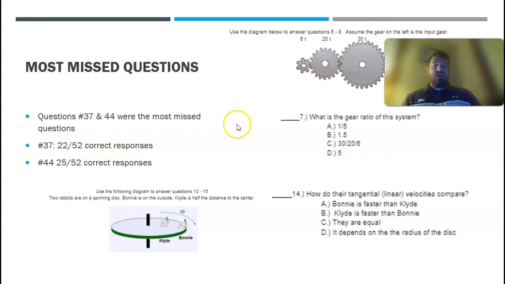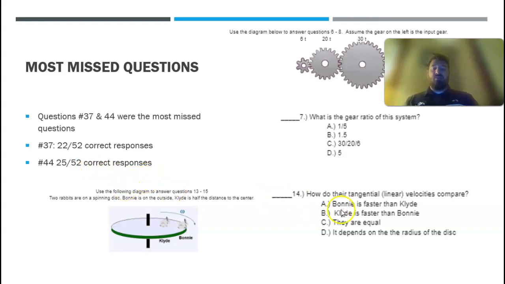I know it says 37 here and 7 over here, but this was number 7 in the 3rd section of the test, so which would be number 37. So that's where we're looking at gear ratios here. My guess is students probably answered with the inverse of what the correct answer was. And then for number 44, only 25 out of 52 students got correct responses, so both of those below 50%.